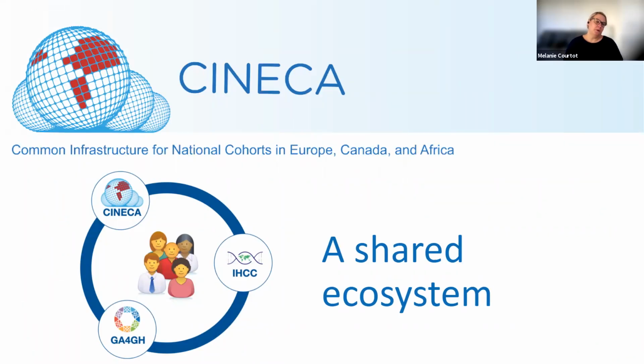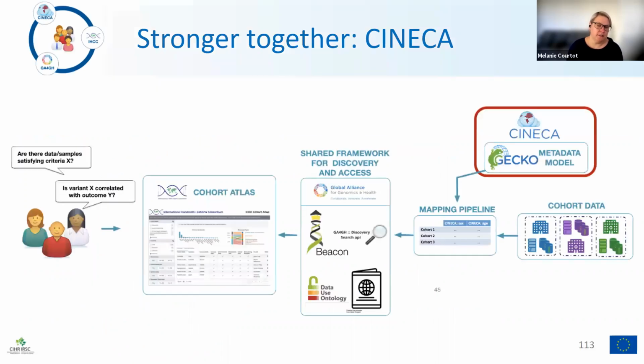The last part that I really wanted to talk about here today is that idea that Silica doesn't do things in isolation, because it's something that I'm really keen on, and it's really about building that shared ecosystem between Silica, IHCC, GA4GH, and possibly future and different consortia as well. And it's really the idea that if we come together, we're much stronger. So I did mention the Silica metadata model that we've built, which we're calling Gecko for genomic knowledge ontology. And we've been using that to feed into a mapping pipeline and ingest cohort data in a standardized, harmonized way.